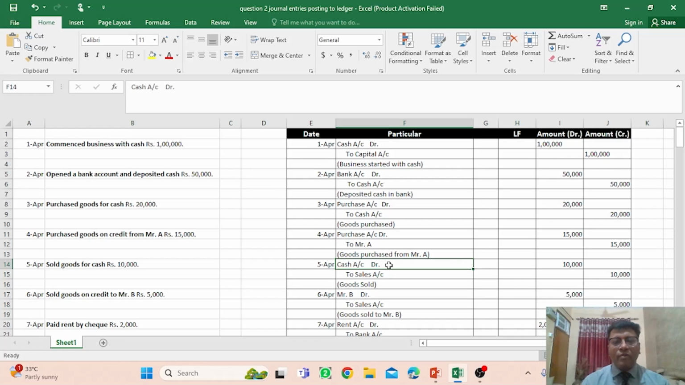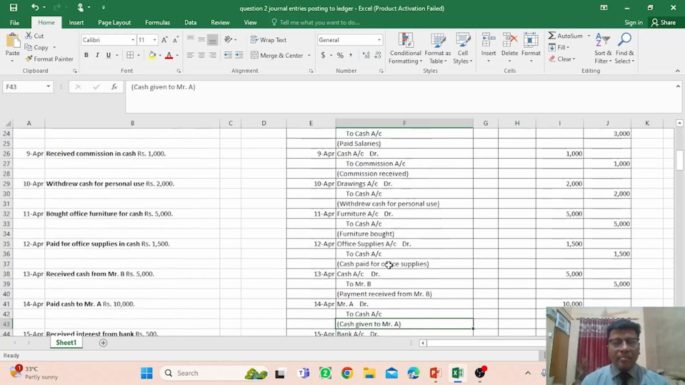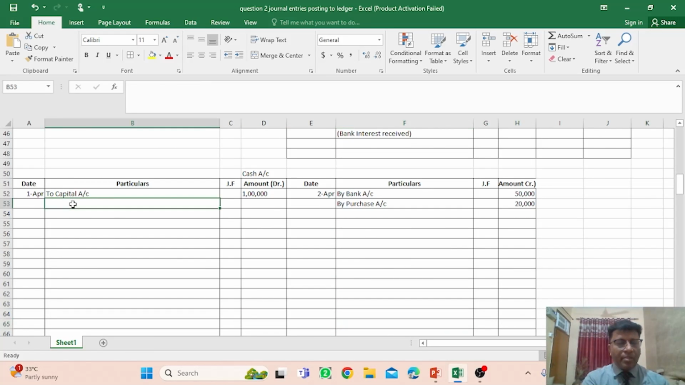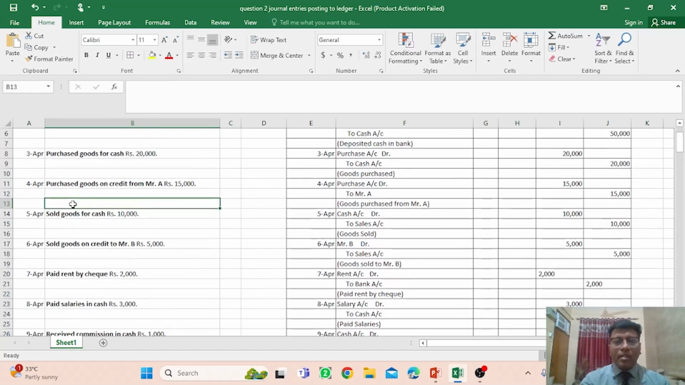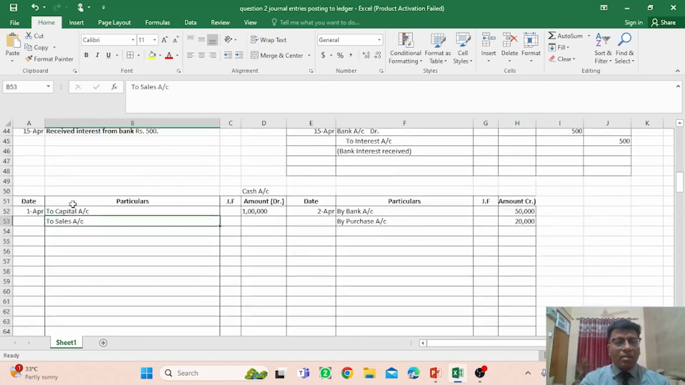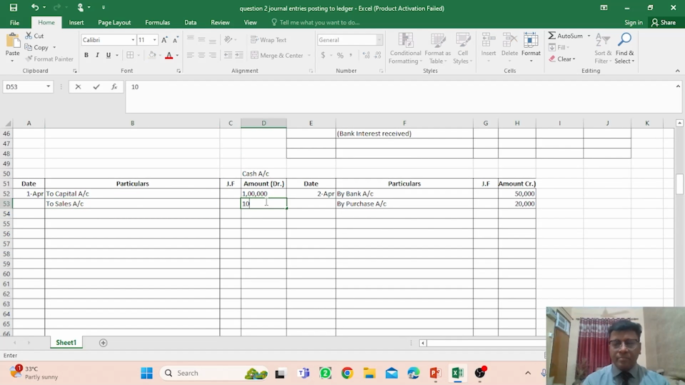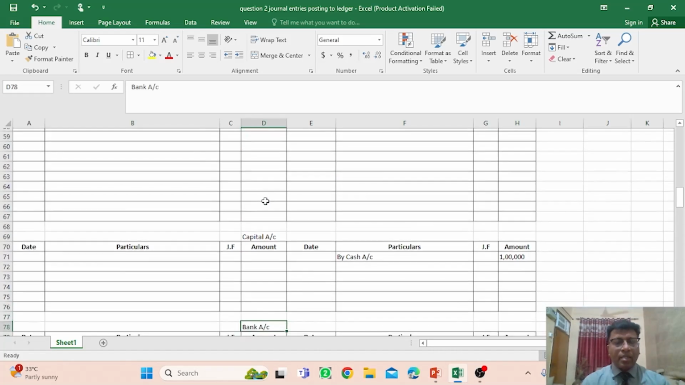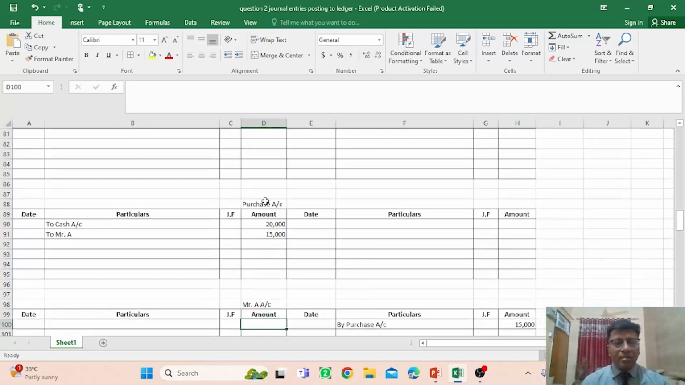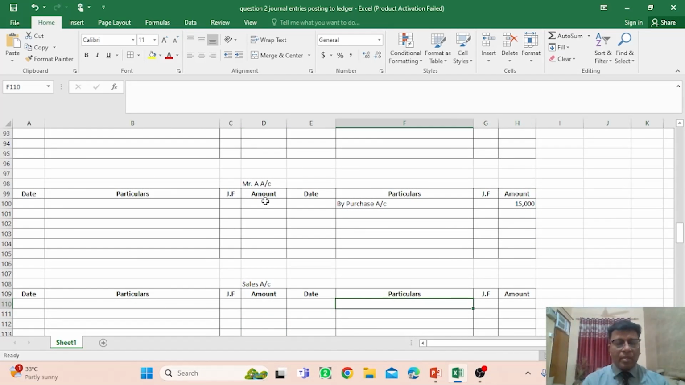So now you have already posted purchase account to Mr. A. Now it comes to 5th April, that is cash account to sales. So in the debit side of cash account, right, you have to mention sales account. So we come to the cash account and post the entries. Cash account debit to sales, it means to sales account. And what was the amount? Again we can see 10,000 cash account debit, right, 10,000. And in the sales account, right, so here you have to write by cash account, and the amount is 10,000, right?